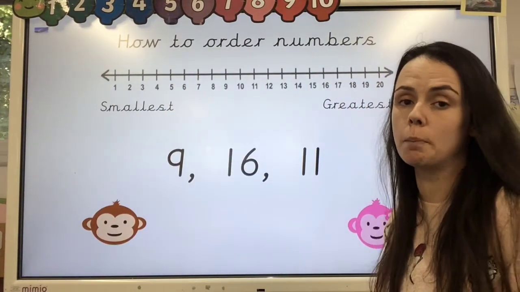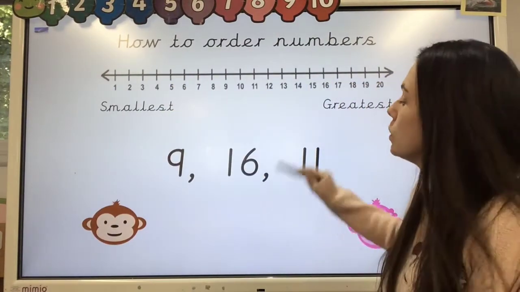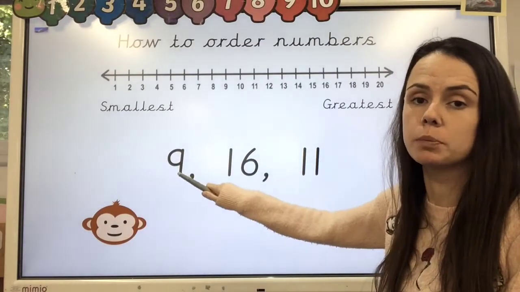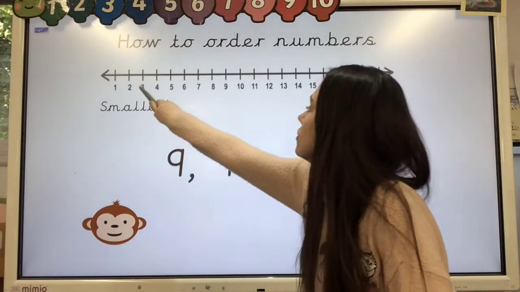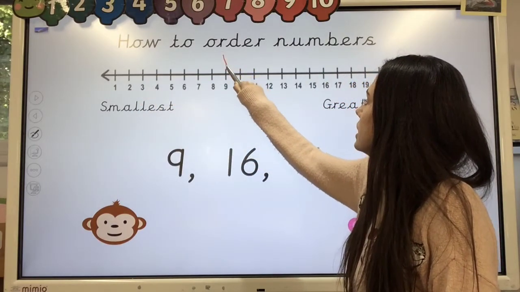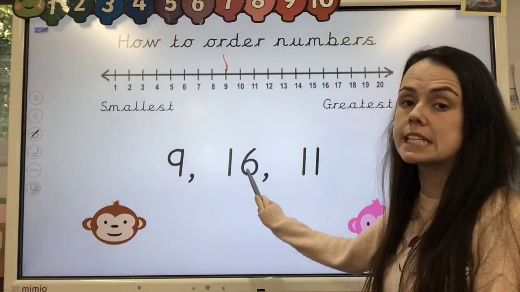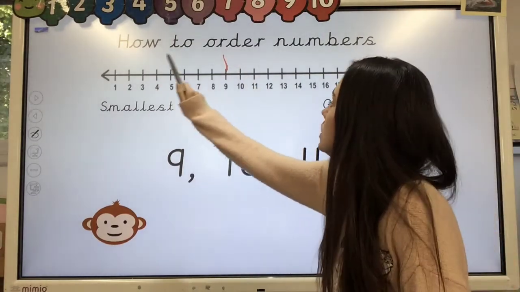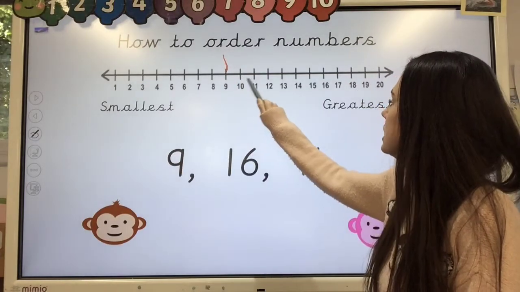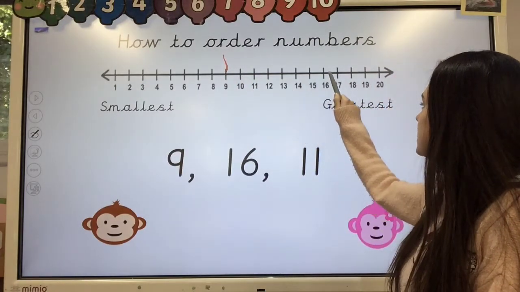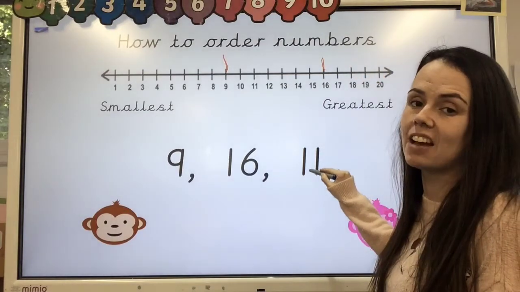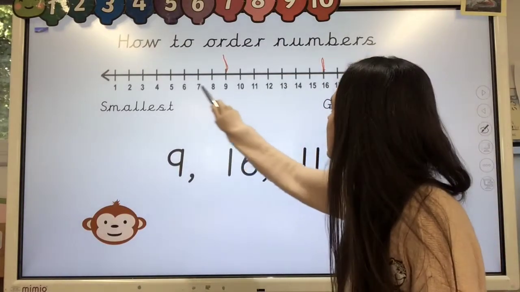So if we use our number line to help us today, we're going to look for the numbers 9, 16 and 11. Let's look for number 9. 1, 2, 3, 4, 5, 6, 7, 8, 9. Draw a line here. Now 16. We know that it's after 10 because it's got a 10. So let's find 10 and count on. 10, 11, 12, 13, 14, 15, 16. And then we've got 11. Let's try and find 11.